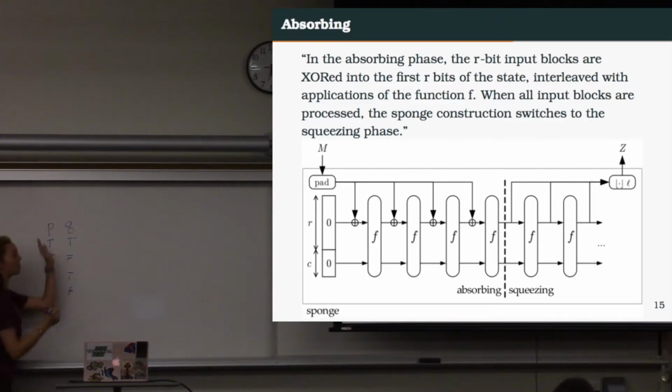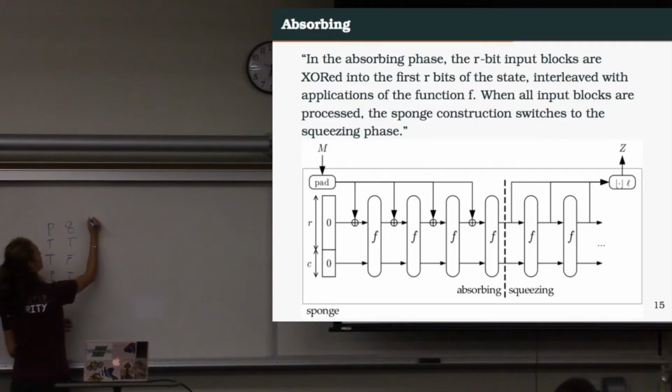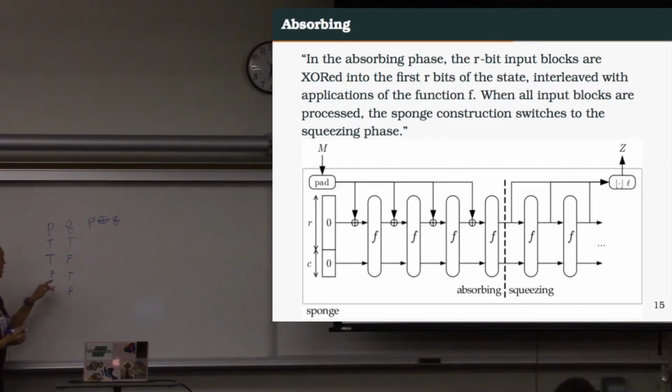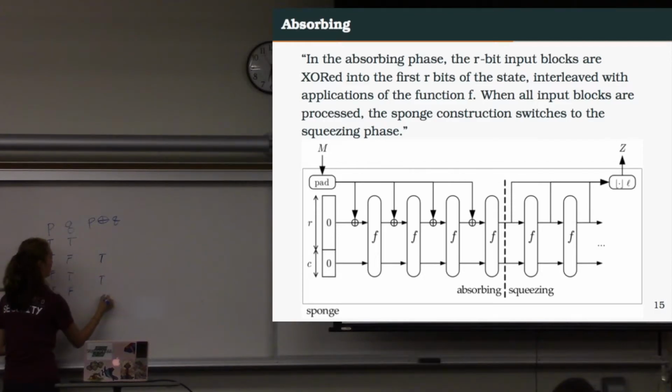So these are just all the options you can have for P and Q. And then if you XOR them, P XOR Q is true if and only if, yeah? P and Q in this example are statements that could be true or false. And XOR is true if and only if they're in opposite states. So one is true and the other is false. So in this case, it would be true, true, false because they're both false, or false because they're both true.